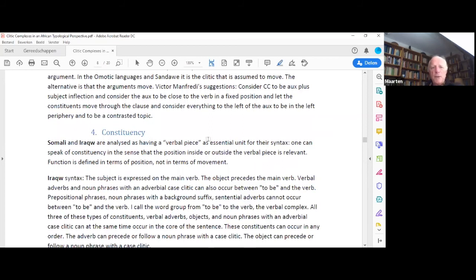Constituency. There's a problem with constituency. For Somali, we talk about the verbal piece. I've been talking about the verb brace. We clearly need to talk about this entity. But, I mean, what is it? Is it a verb phrase? What can it be? It's a challenge for syntactic theory. Is it a constituent? Yes, in a number of ways, it is clearly a constituent, because in Somali, the order within that constituent is very strict, very much regulated, a bit less so in Iraqw, but there are very clear and strong restrictions on what can be in it and what not.